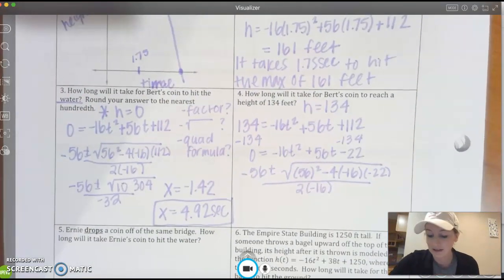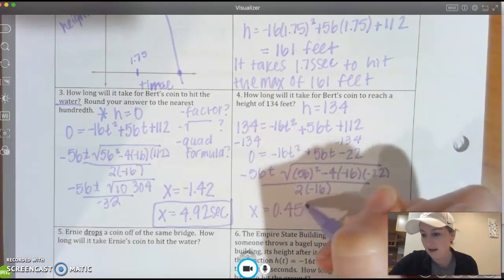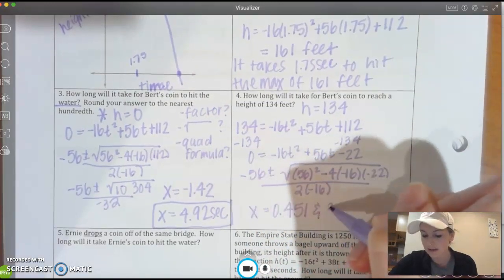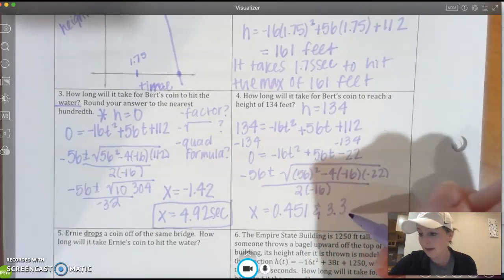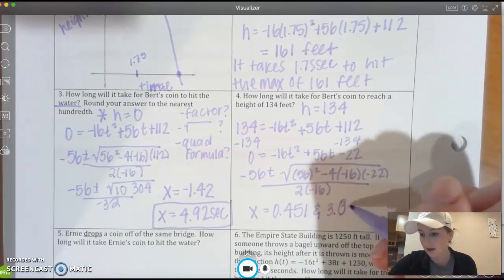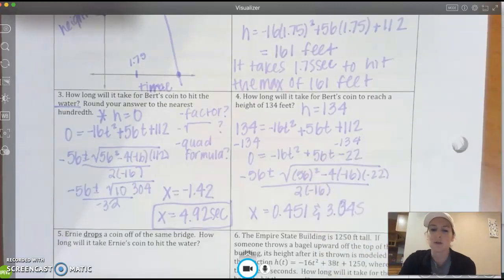I get x equals 0.451 and 3.045. It doesn't tell us what to round to here; I rounded to the thousandth. So again, we want to think, does this make sense?